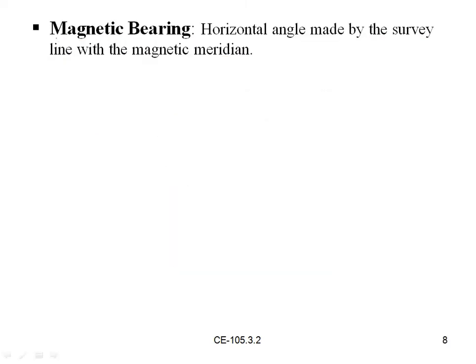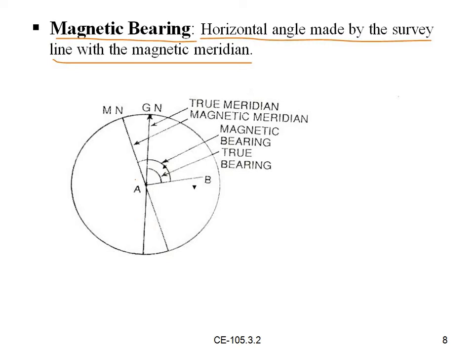And the next one is magnetic bearing. So here the horizontal angle made by the survey line with the magnetic meridian is known as magnetic bearing. Here bearing or meridian both are the same. So same diagram.